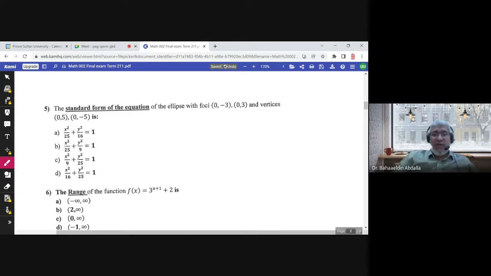The standard form of the equation of the ellipse with foci 0, 3 and 0, negative 3. We studied ellipses in section 10.1. To find the equation of the ellipse, we first draw this information, the foci at 0, 3 and 0, negative 3. This immediately tells you that the center of this ellipse is 0, 0 because it is the midpoint between the two foci. It also tells you the c, because c is the distance from the center to the focus. So c is 3.